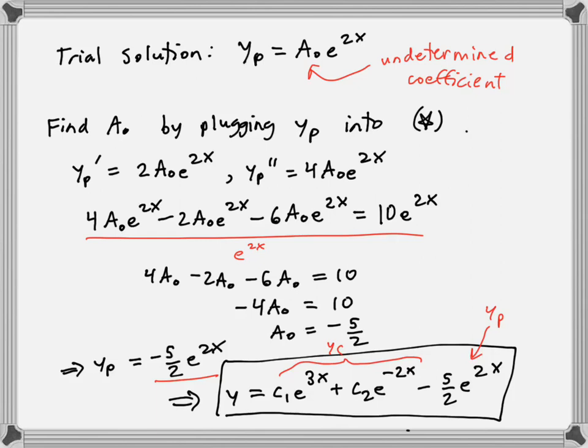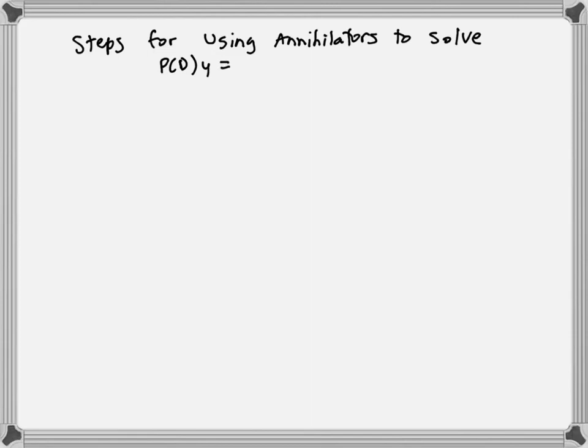So these are going to be the steps for using annihilators to solve P of D times y is equal to capital F of x. Again, we're going to call this star. So let's write out the steps. Now that we've seen it once, hopefully this should make sense.